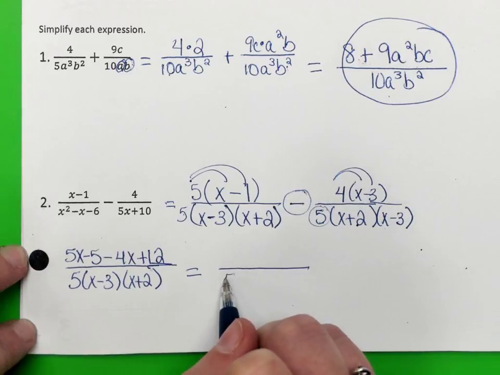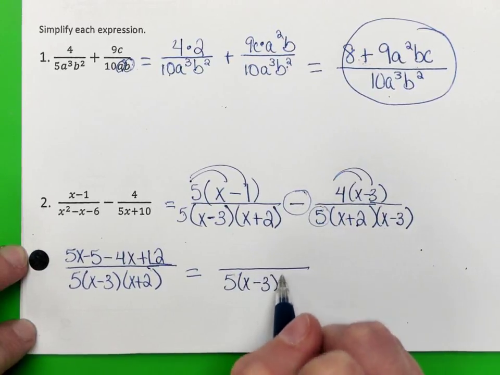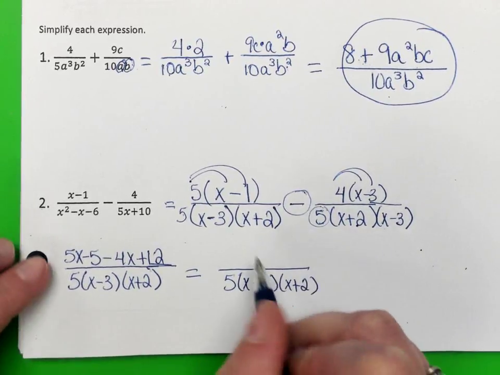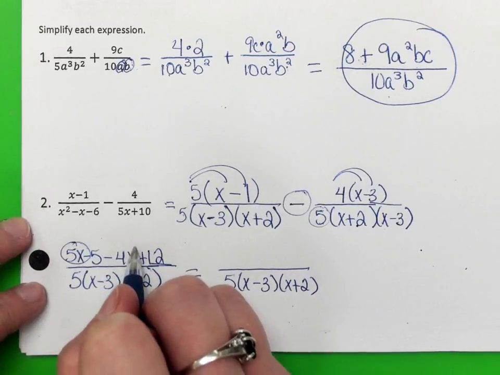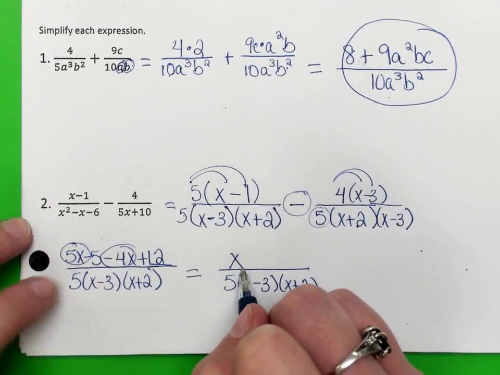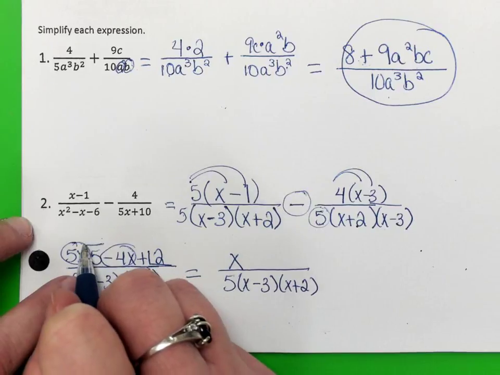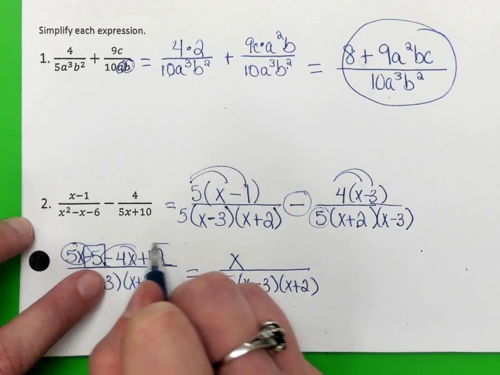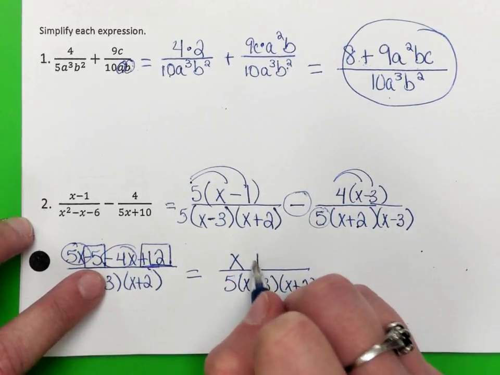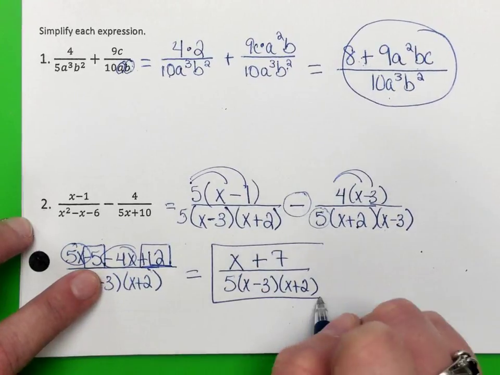All right. So what do you see will combine? 5x and negative 4x. Very good, Lindsay. That'll be positive 1x. And then, what is that, a negative 5? I kind of wrote over it. Negative 5 plus 12 is how much? 7. Positive 7. Very good.